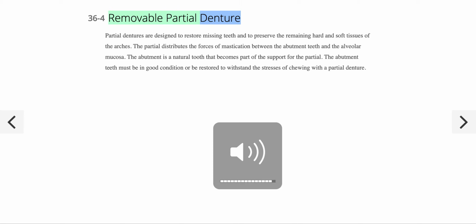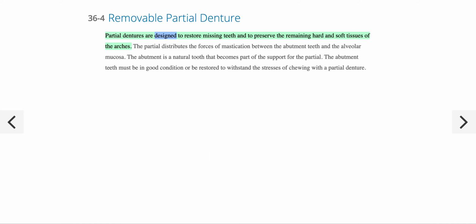Removable partial denture. Partial dentures are designed to restore missing teeth and to preserve the remaining hard and soft tissues of the arches. The partial distributes the forces of mastication between the abutment teeth and the alveolar mucosa. The abutment is a natural tooth that becomes part of the support for the partial. The abutment teeth must be in good condition or be restored to withstand the stresses of chewing with a partial denture.